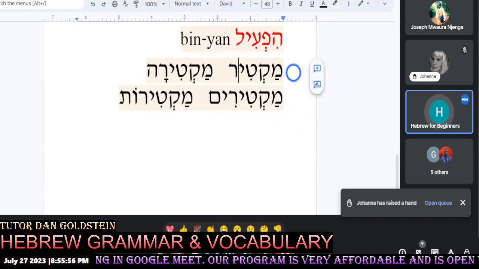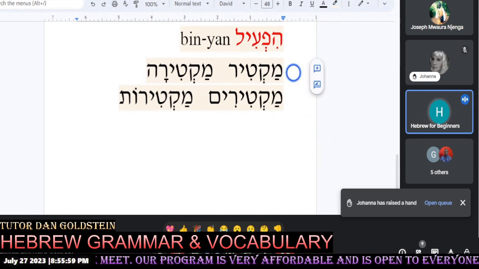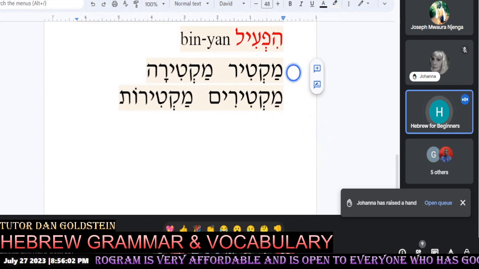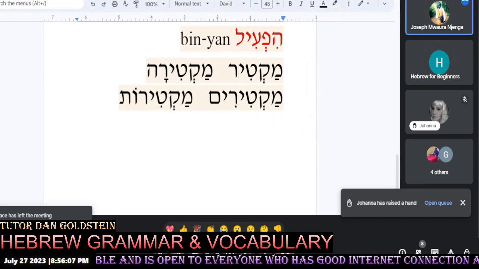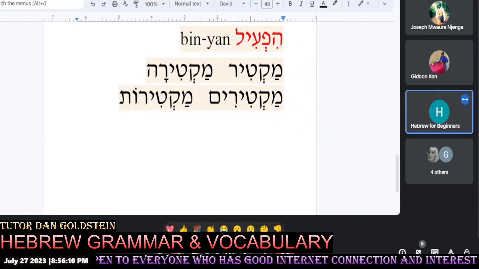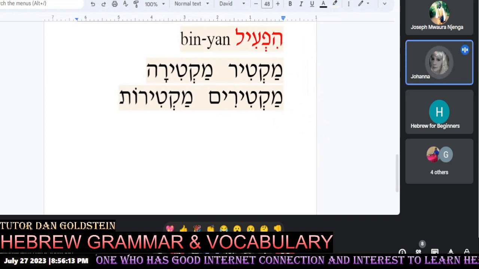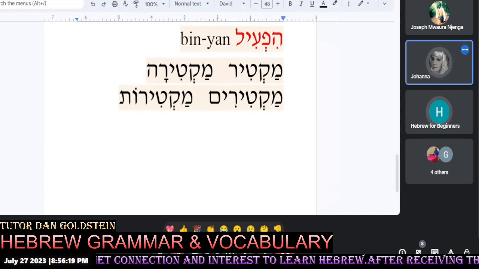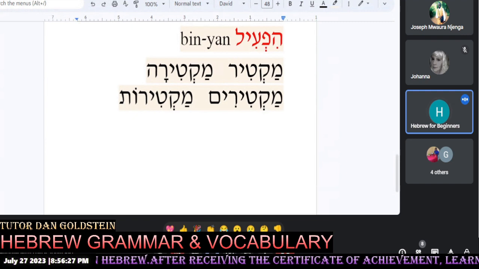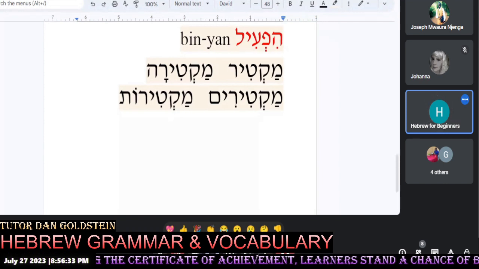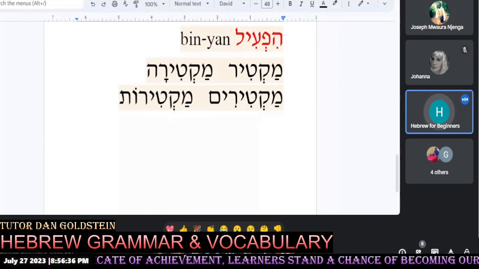Look carefully, Joseph, maktir, maktira, what is the... There's a hand up. Yeah. Joanna is raising her hand. Please, Johanna, question. Yeah, so I was thinking about the group that is mixed with male and female. So it would go to this masculine, right? Right. This maktirim. A classic example of patriarchal bias. But anyway, it goes to the masculine, right?